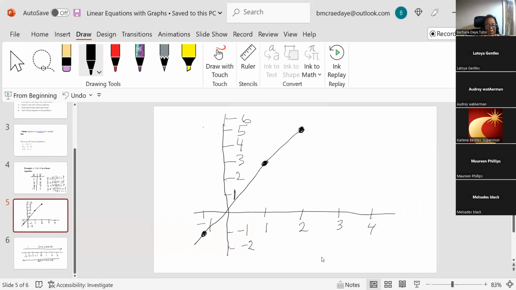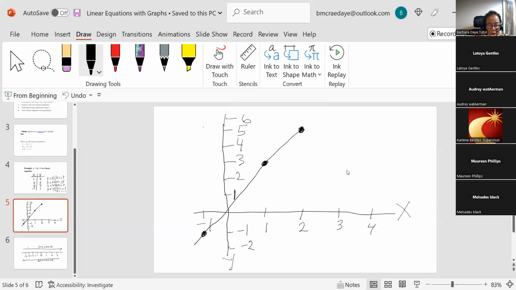Here's the graph. I took the values that we just got, right? Notice this right here is X, right? And this is Y. Vertical is Y, and the horizontal is X, all right? So when X is 1, what is Y? 3, right there. When X is 2, Y is 5.